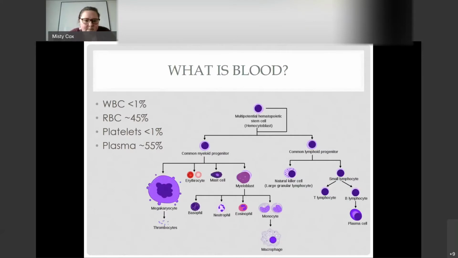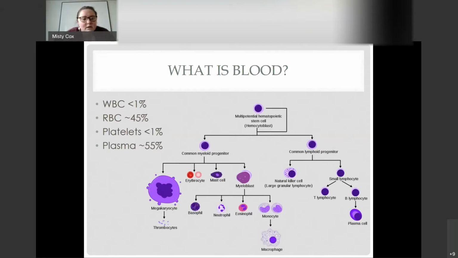So what is blood? When we talk about blood, we're talking about what comes out of your arm and goes in the tube. It's made up of a lot of things that this graph can show you, but it's made up of major components. Less than 1% is white blood cells. About 45% of that tube is red blood cells. Less than 1% platelets, and about 55% plasma. So white blood cells, does anybody know what they do? If so, put it in the chat.